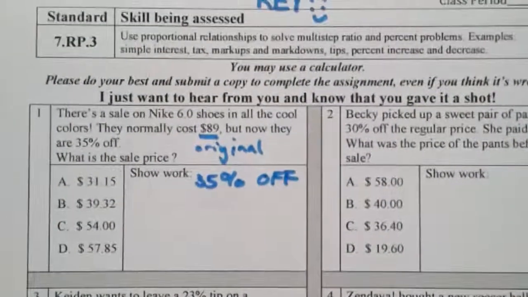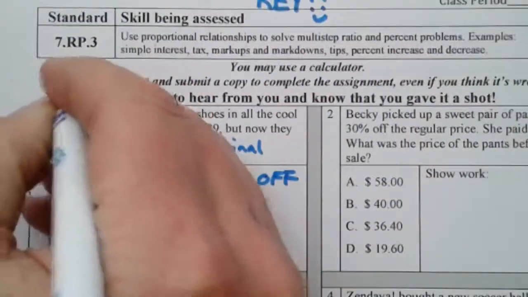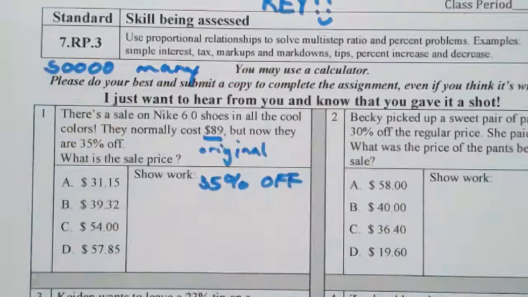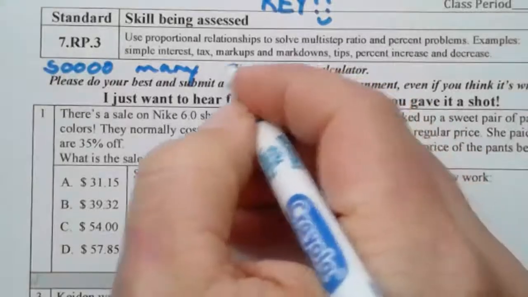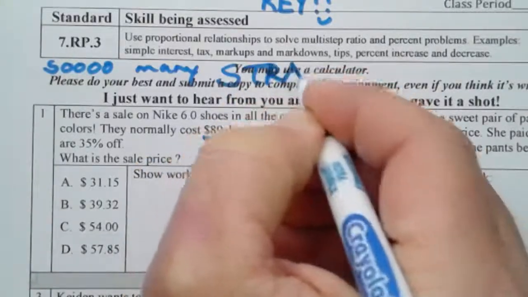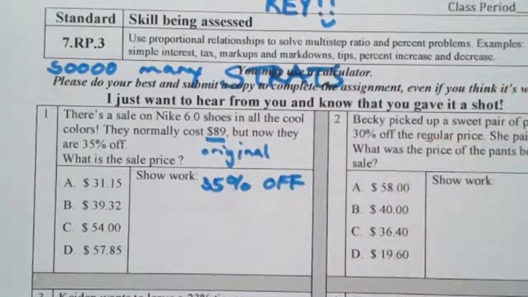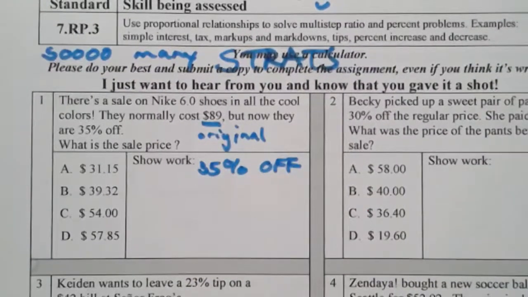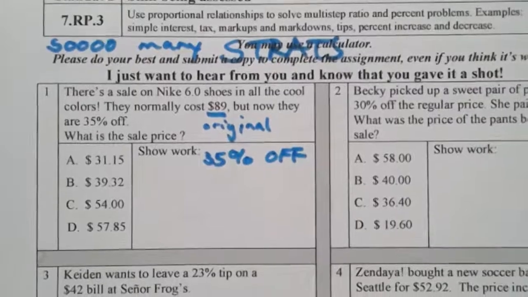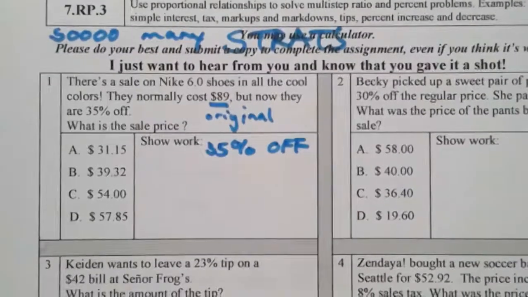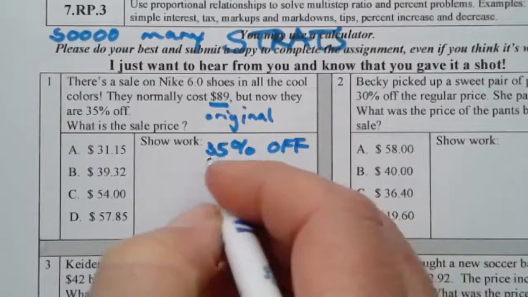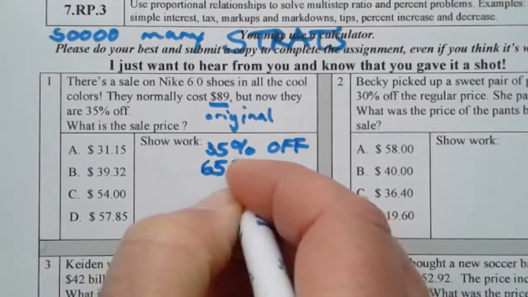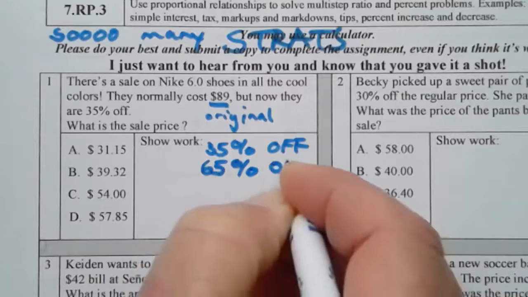By the way, there are so many strategies. I can't cover them all in this little box here, so I'm just going to show you inside the brain of a madman. If they're 35% off, how much are you still paying? Right, 65%.